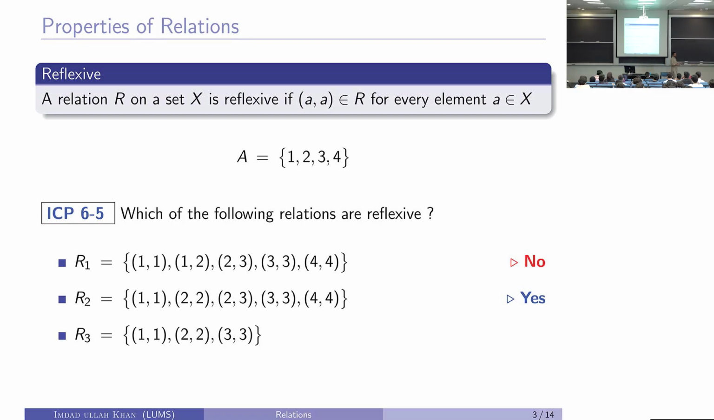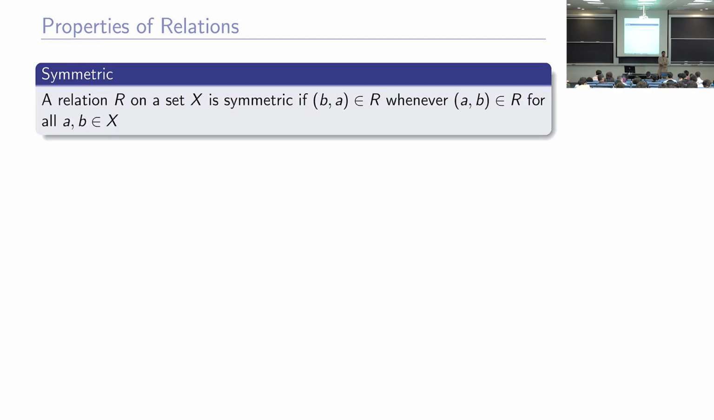R3: (1, 1), (2, 2) and (3, 3). Is this reflexive? Why not? (4, 4) is missing, right? All of these four have to be present and they are not, one of them is not there, so it's not reflexive.